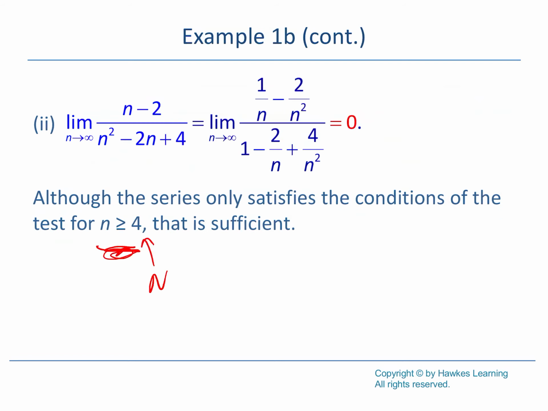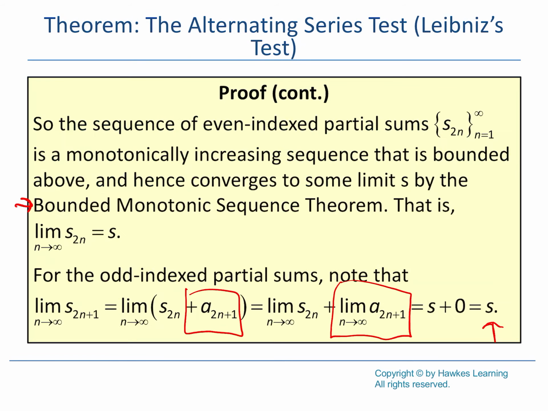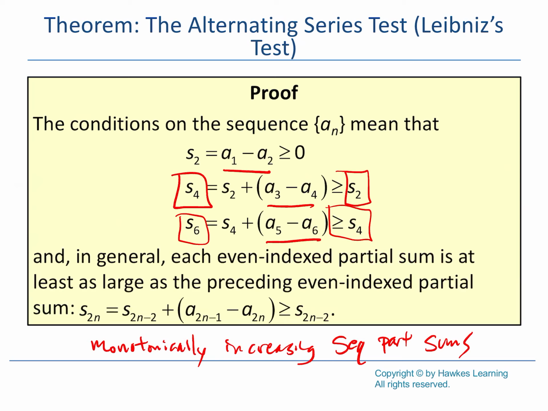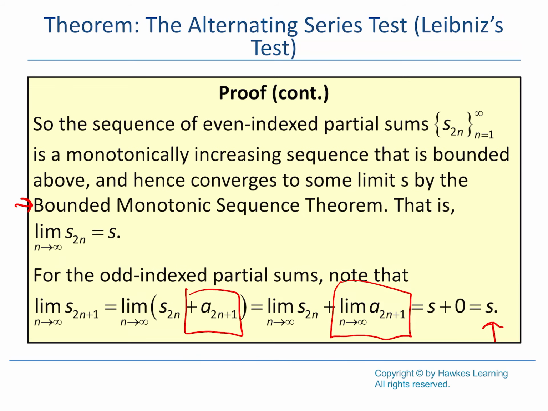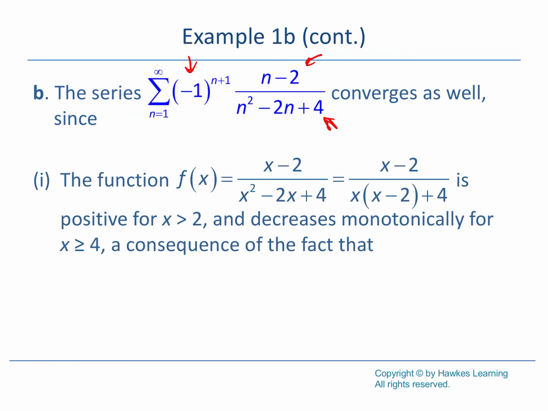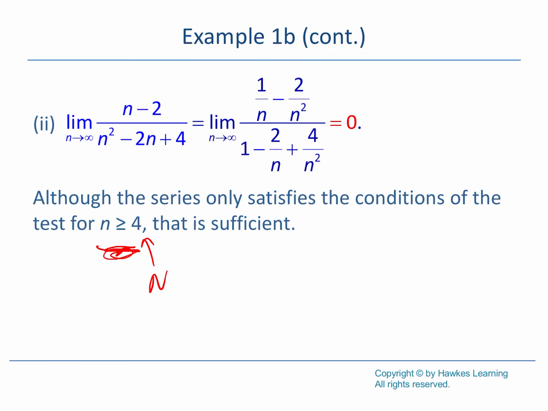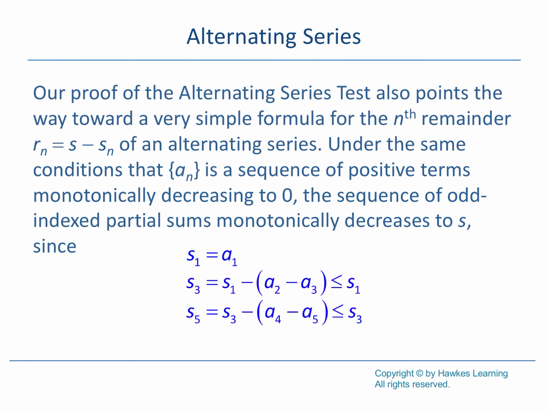And the hint that was in our proof is that we look at a bunch of these differences between successive terms. For instance, a1 minus a2 or a3 minus a4. Those differences are going to tend to be really small, and we're going to be able to use them to put bounds on our partial sums.